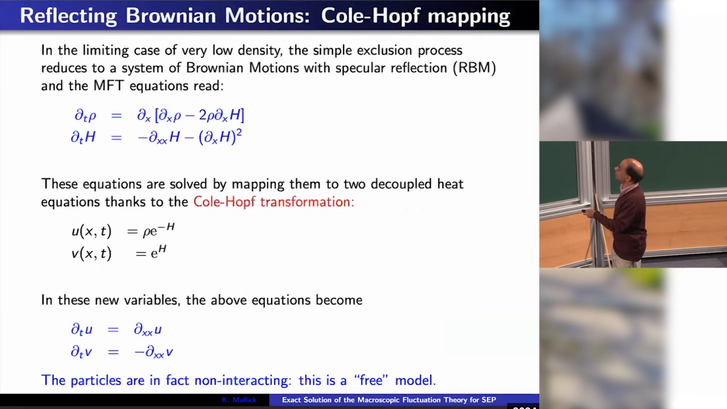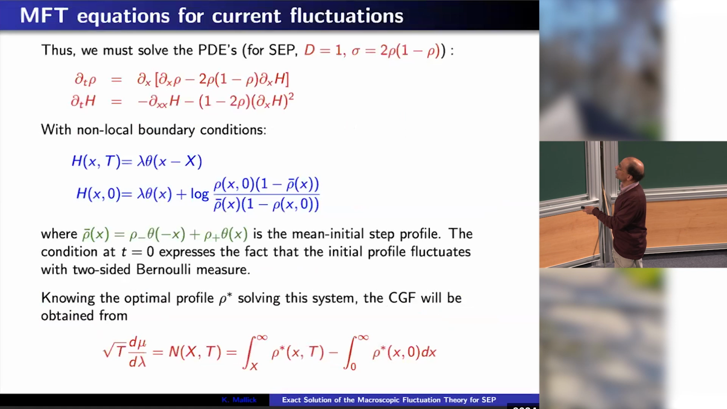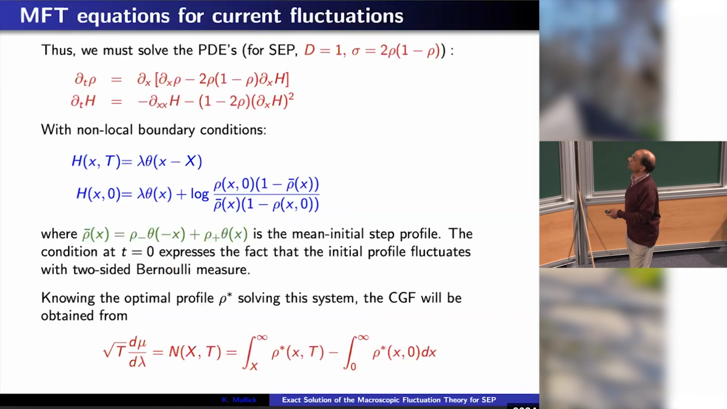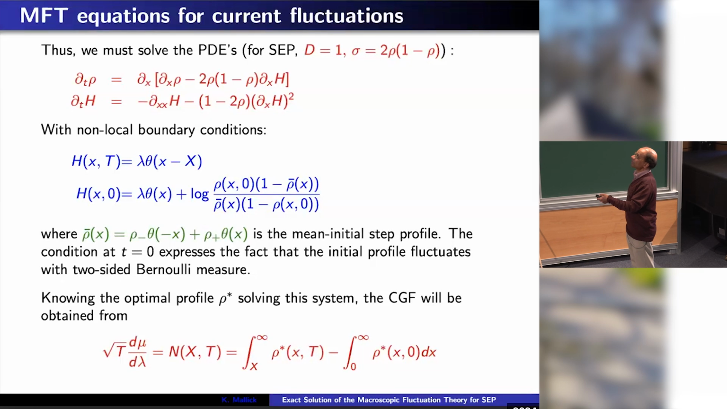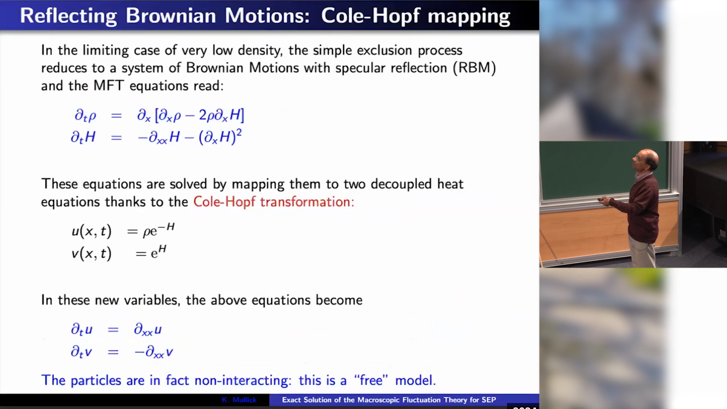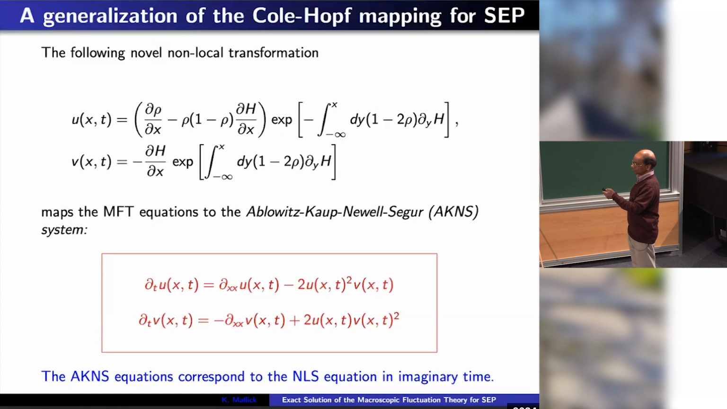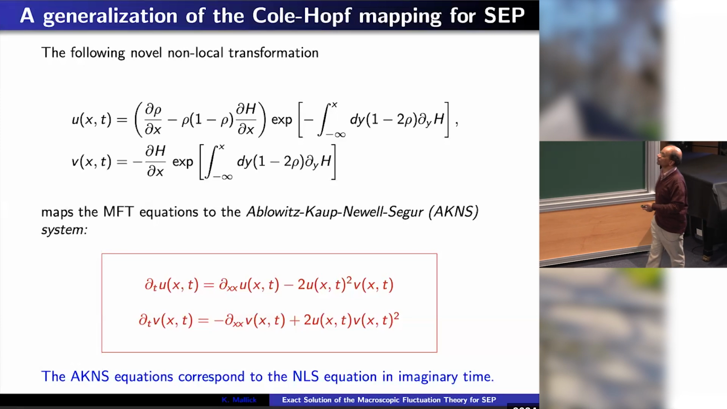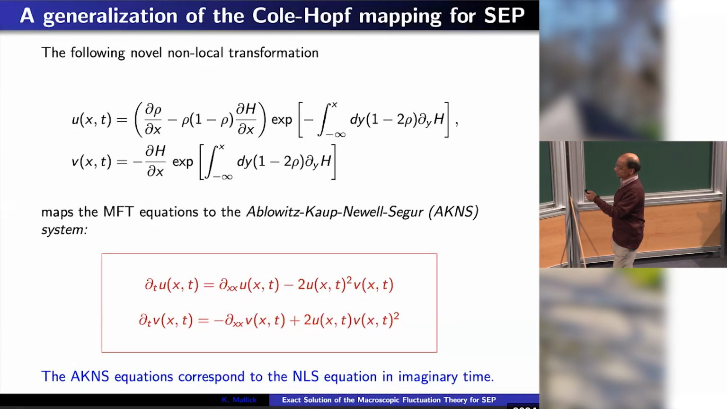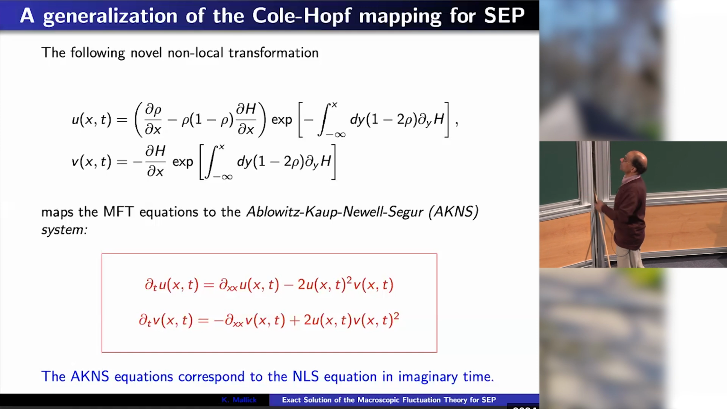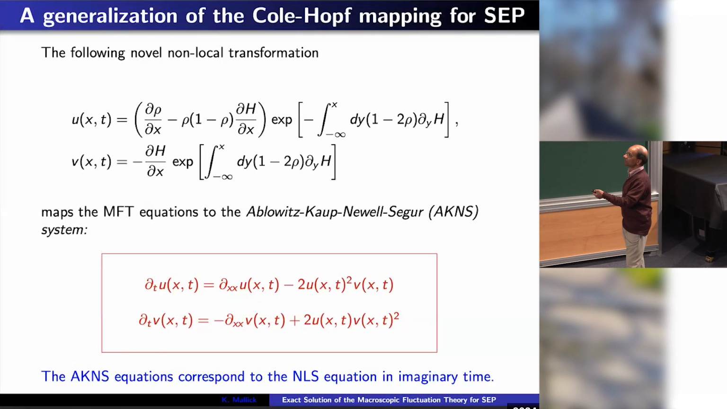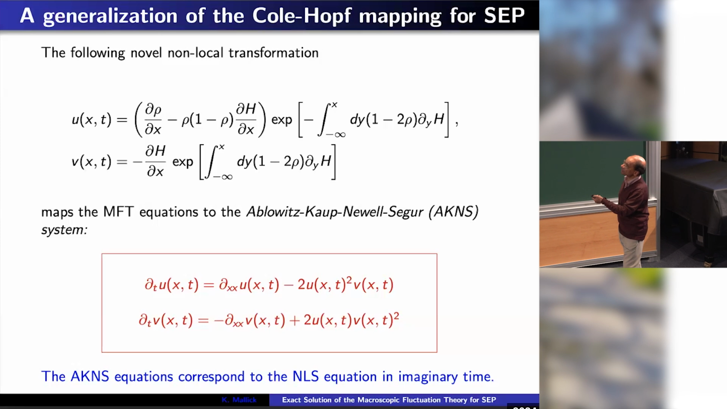Working on the problem for the symmetric exclusion process, our young, talented student, Moria Kuhn, found a transformation that generalizes the Cole-Hopf transform mapping. When you apply this transformation to the MFT equations, you end up with this nice system for the two variables U and V, the unknown functions. And this nice system is very symmetric in U and V.